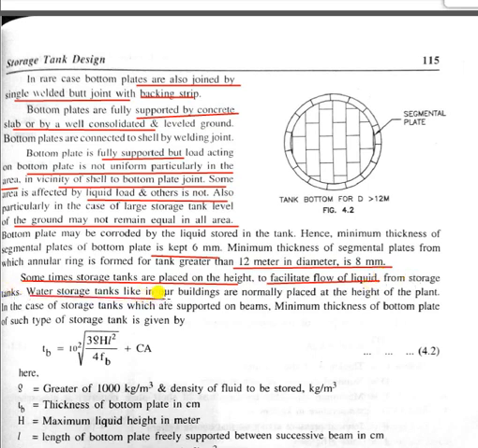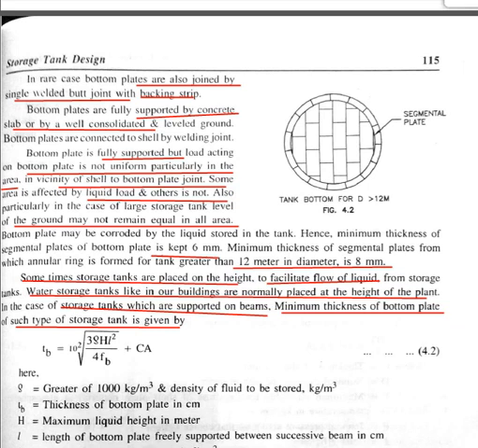and water storage tanks like those on a building are normally placed at height in the plant. In the case of storage tanks which are supported on beams, the minimum thickness of the bottom plate required is given by this equation. This one is only informative, but this one is important. The minimum thickness for the bottom plate required is given by this equation.